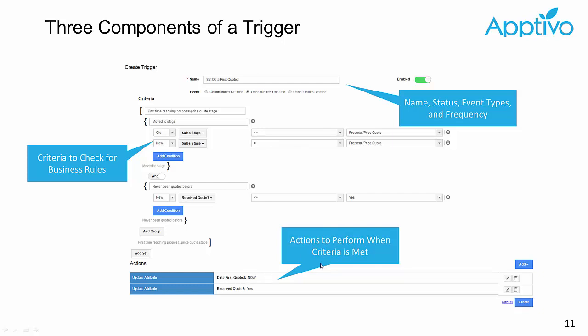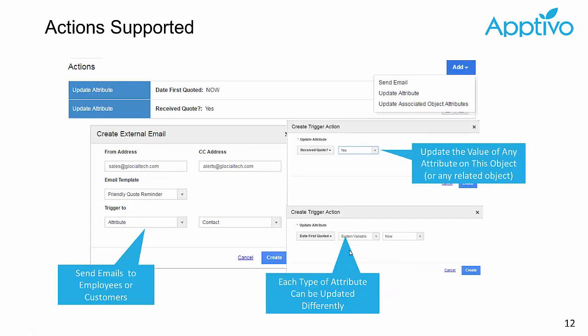You just have a couple generic actions available here, but it comes down to being able to update values or send emails out of the system. So when we look at which actions are supported, you can do as many actions as you want inside of one trigger. So you basically say, in the event of X, I want to perform these 7 actions. You can do that, and then you just go one by one, adding each action. So you'd say, okay, I want to update my attribute of date first quoted, and then I'm going to set that to now. That's right here, create trigger action of update attribute.